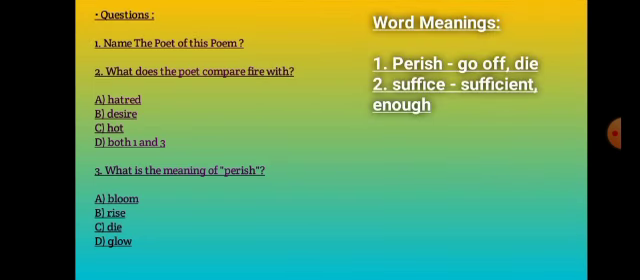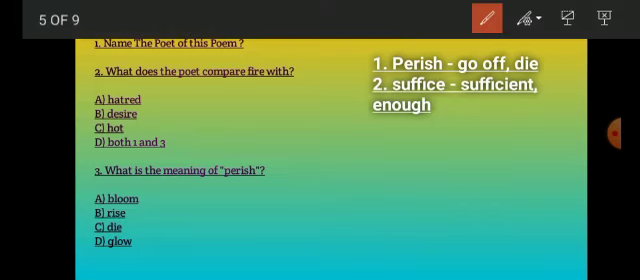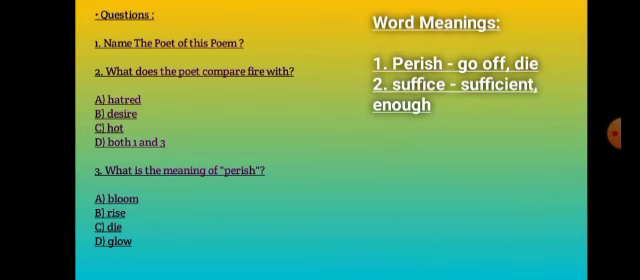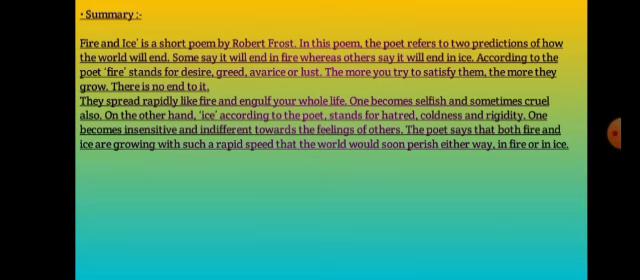So let us see some word meanings from this poem, Fire and Ice. So you have only 2 word meanings here, that is for perish and the other one for suffice. So as I said, perish means die in this poem and suffice means enough in this poem. Okay, it also means sufficient, and perish also means go off. So I guess this is also clear. So let me move on with the next slide.